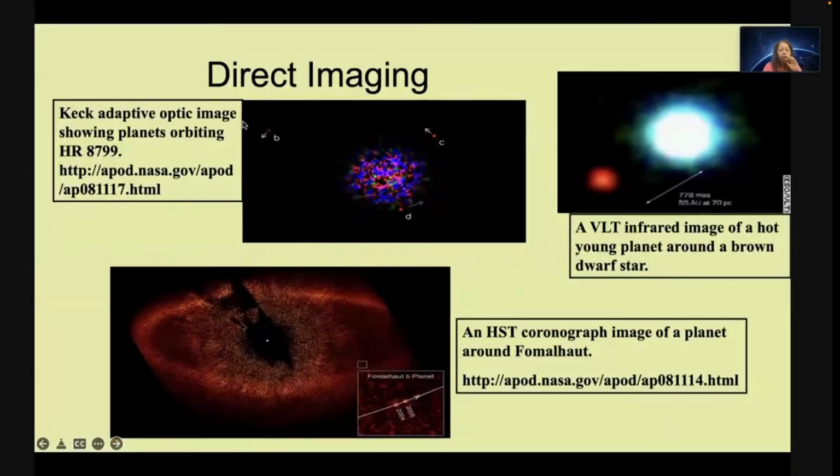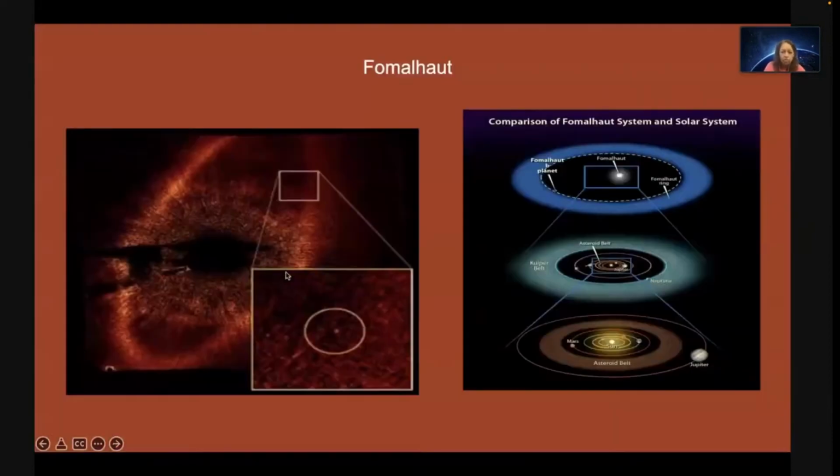And that's exactly what is done by various direct imaging instruments, for example, on the Keck telescope, or you can see an example here of a VLT image of a hot young planet around a brown dwarf star, or even the HST, the Hubble Space Telescope, which uses a coronagraph to actually look for planets around the star Fomalhaut. So these are techniques which are being used. They are a little complicated, but they are effective.